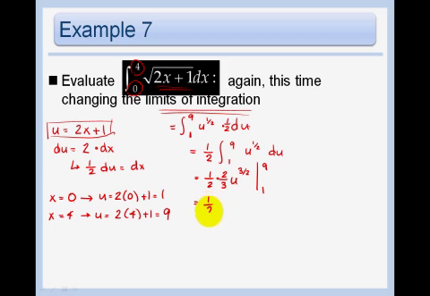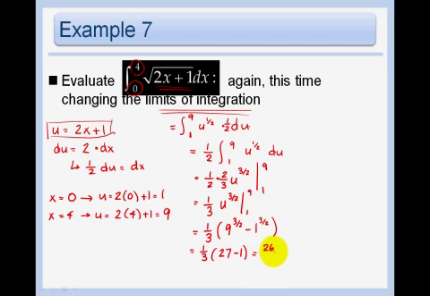So now I just have 1/3 u to the 3/2 evaluated between 1 and 9. Just going to pull the 1/3 out. You can or you don't have to. Square root of 9 is 3. 3 cubed is 27. I get 26/3.